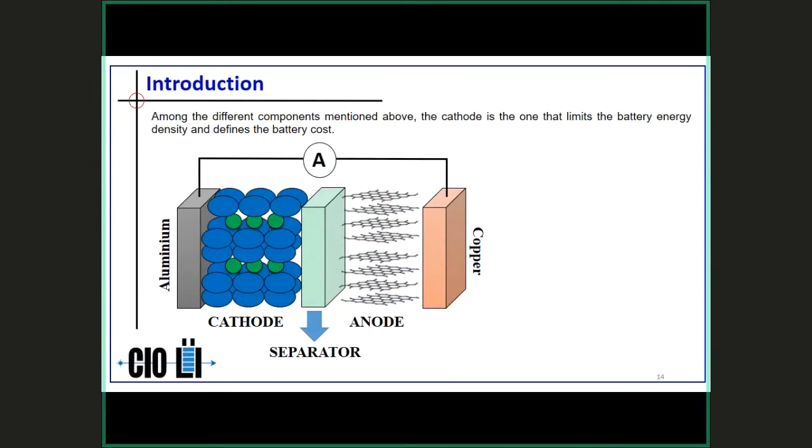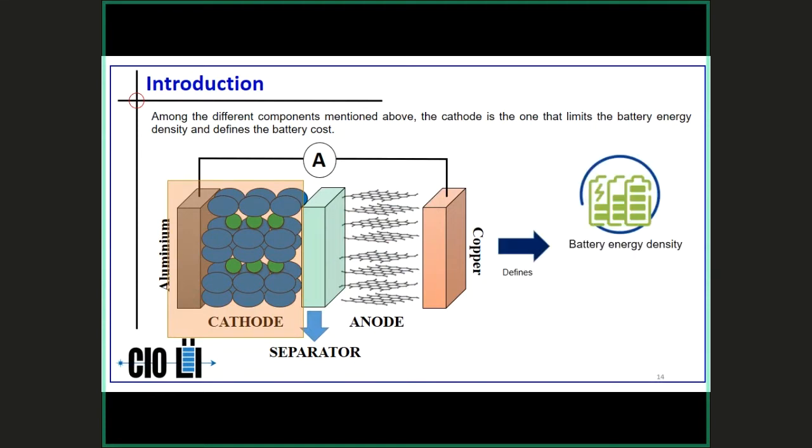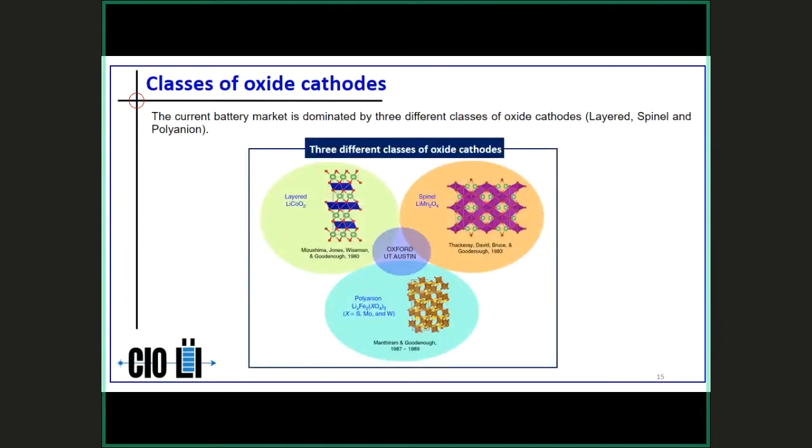Now, as you can see, we have four different components, and among all these four different components, the cathode is responsible inside of the battery to define the battery energy density and the battery cost. At the commercial level, nowadays, there are three different kinds of cathode materials. We have the lithium cobalt oxide materials. We have also spinel lithium manganese materials, and also polyanion materials such as the lithium iron phosphate.